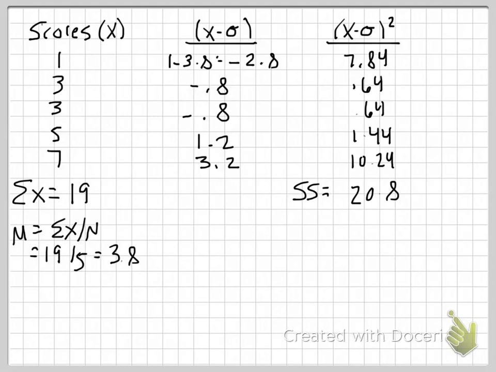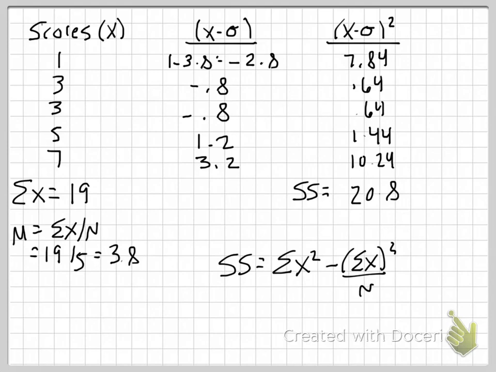You can also do this using the computational formula, where the sum of squares is equal to the sum of x's squared minus the sum of the x's, the quantity squared, divided by n. Okay. So we already know that the sum of the x's is equal to 19, and we know that the n is equal to 5.